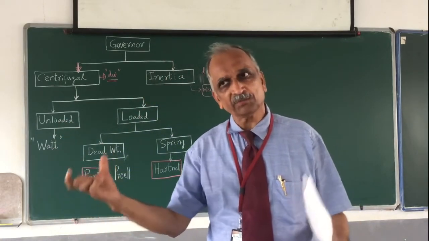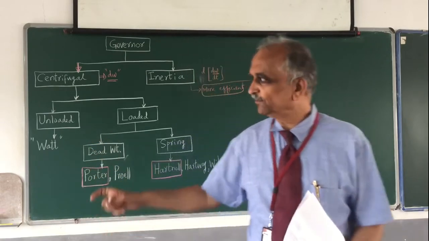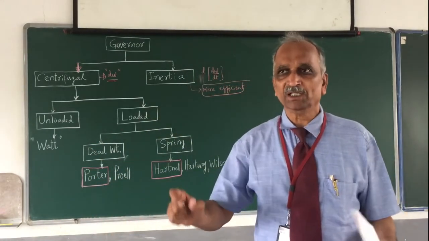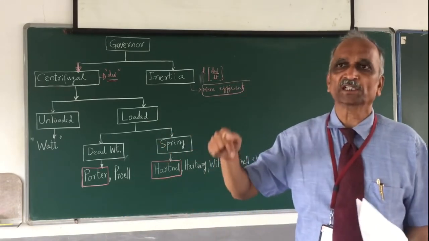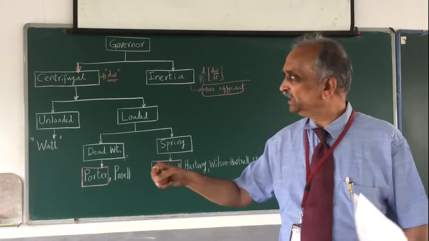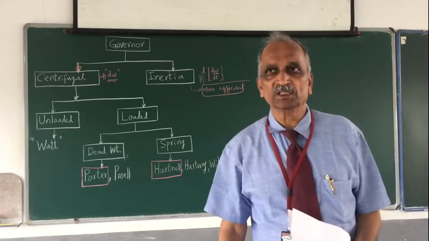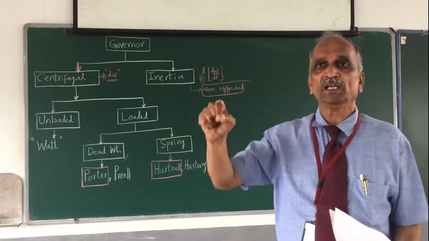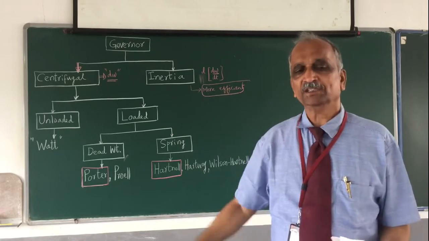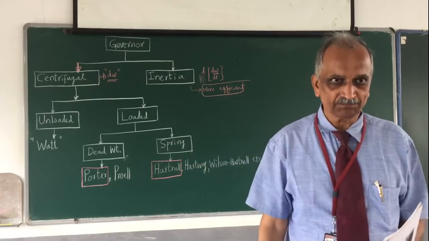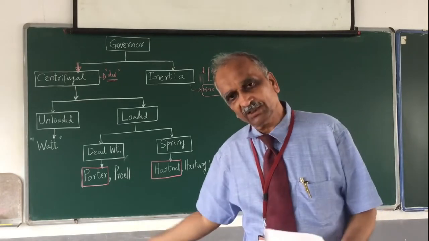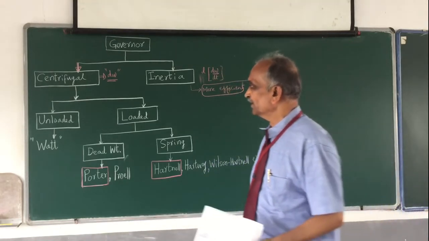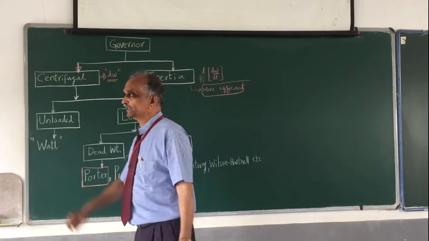So even the weight of the sleeve is also a force, and therefore in the Watt governor, the sleeve is of negligible mass. Therefore, there is no force on the sleeve. So with respect to the Porter governor, if you make ms equal to 0, then we have what is called the Watt governor. Ms, the mass of the sleeve, is 0, and that governor is called a Watt governor.